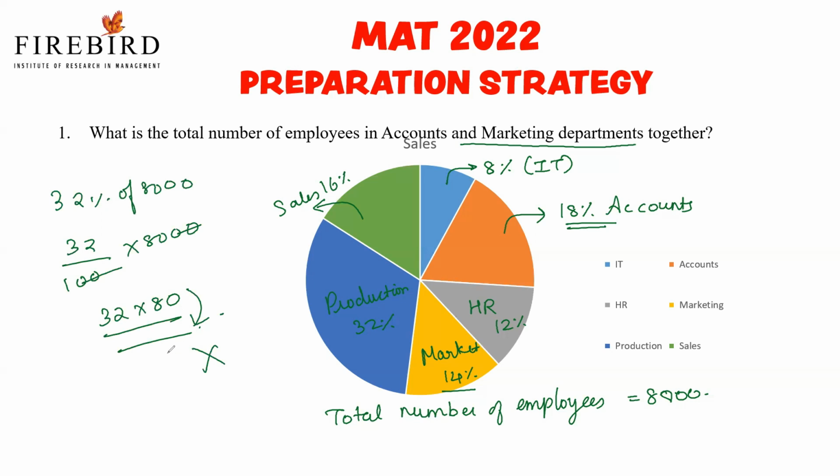Yes, ma'am, have they given the percentage of employees? It is not visible here, ma'am. See, I have written, right? Can you see the board? Yes, ma'am. Is it your assumption, or is it given in the question? No, they have given it in the question. Okay, ma'am. Right? Yes, ma'am.